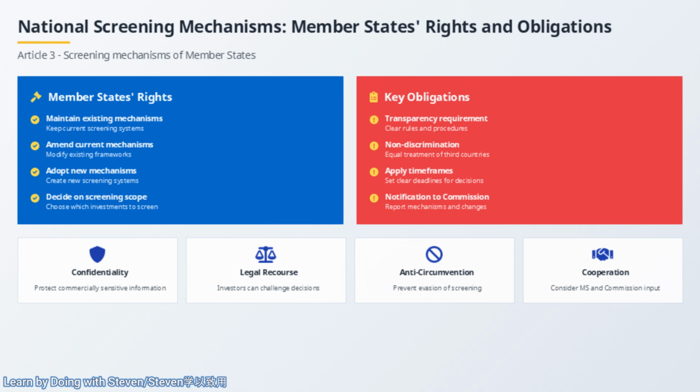Under Article 3, they have the right to maintain their current systems, amend them, or adopt new ones, and they decide which investments to screen. However, they also have key obligations. They must be transparent with clear rules and procedures. They cannot discriminate between different third countries. They must have clear timeframes for their decisions and notify the Commission of their mechanisms. They also need to have anti-circumvention measures in place and cooperate by considering input from other states and the Commission.